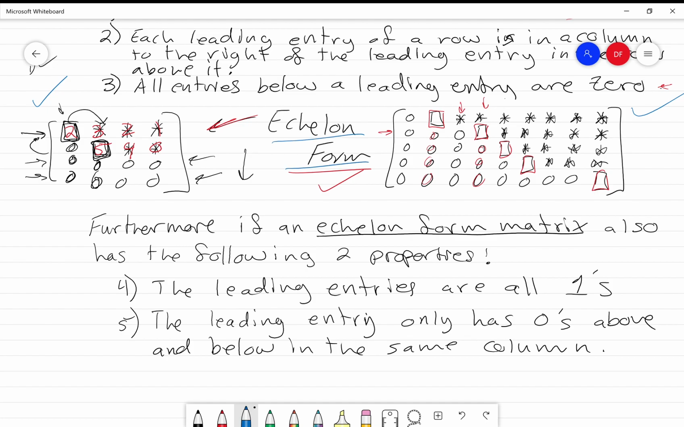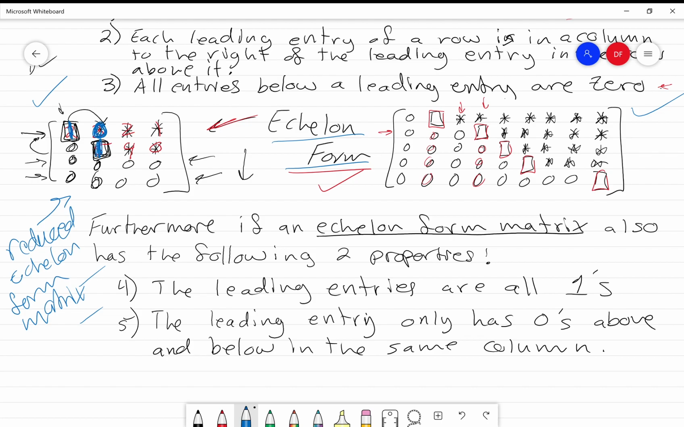To make them reduced echelon form, we need to make sure that these two conditions are also met. So the leading entry here needs to be a 1. And then everything above it needs to be 0. So this needs to be 0. And in this case, this is now a reduced echelon form matrix.